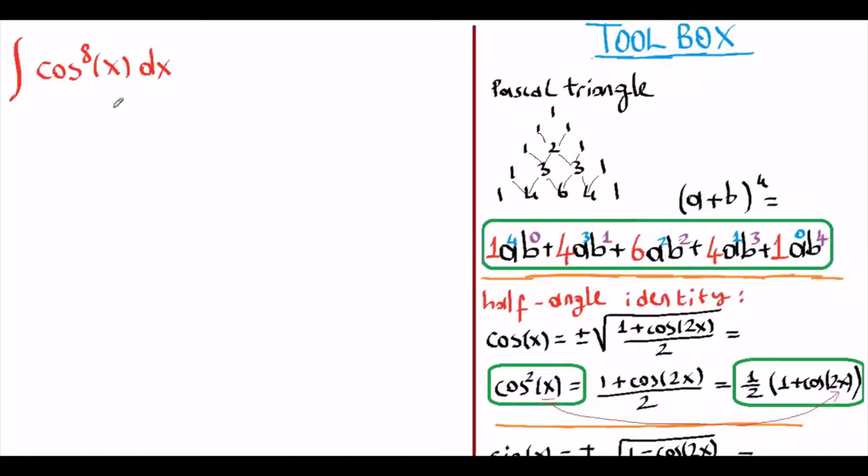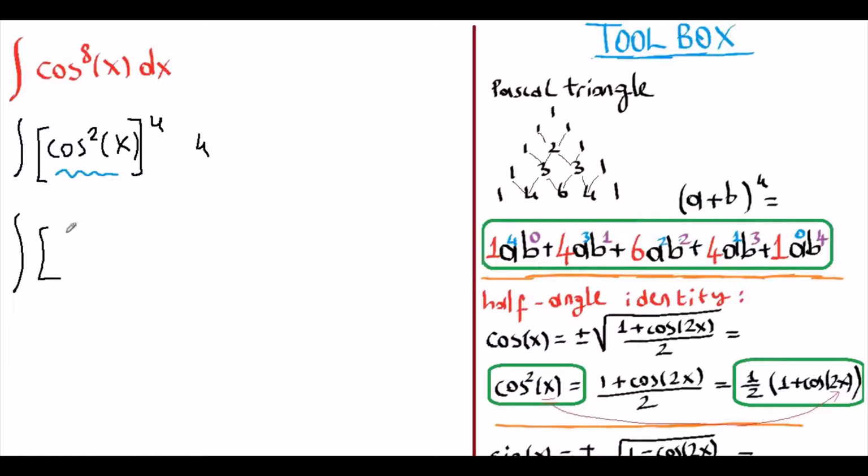Our first step for cosine 8 of x is to break cosine 8 into (cosine squared of x) to the fourth power dx. Now we're going to use the half angle identity and express cosine squared of x as 1/2 times (1 plus cosine of 2x). So we have 1/2 times (1 plus cosine of 2x) instead of cosine squared of x here. And we have the fourth power here. This is the dx.